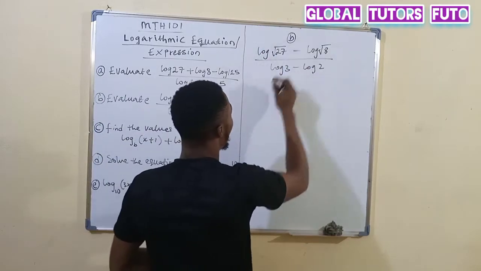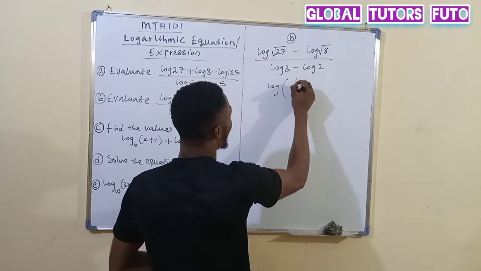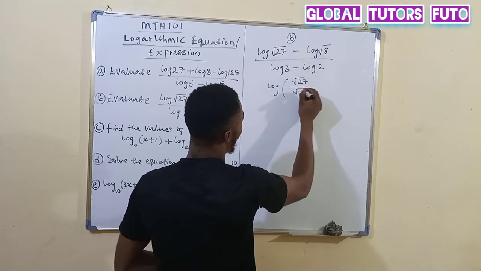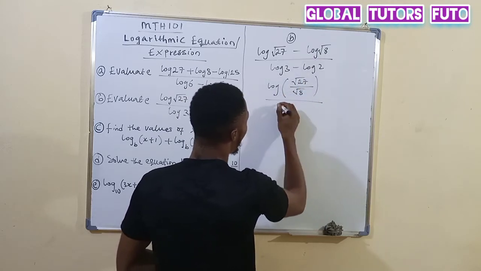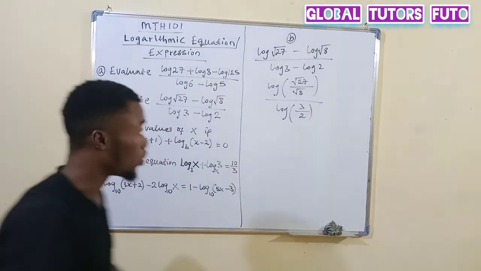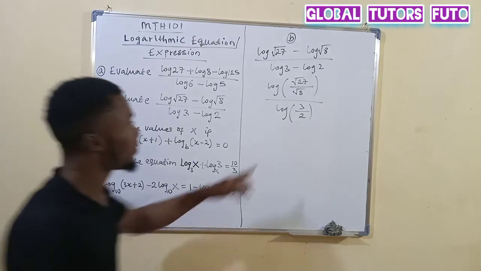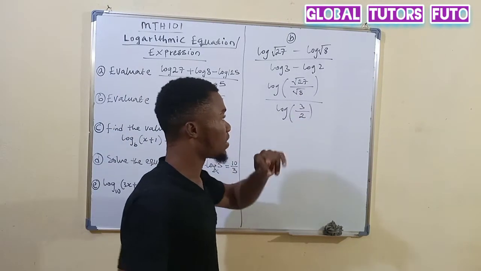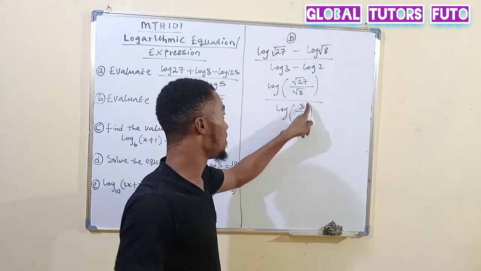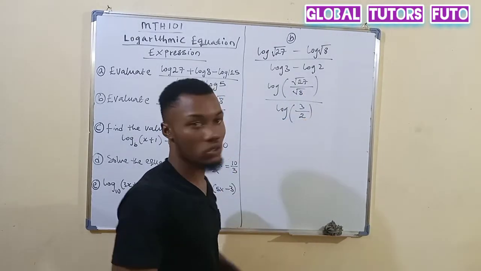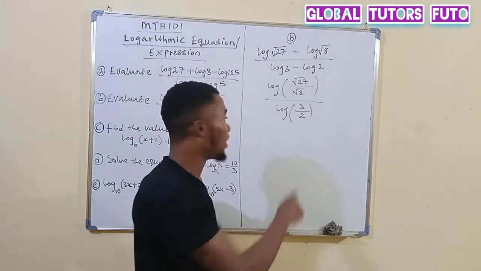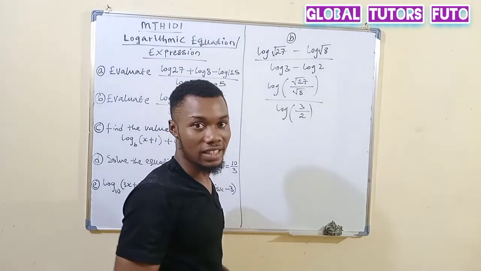So we pick one of the logs, so now we have log of square root of 27 divided by log of square root of 8 over log of 3 over 2. So this is what we have. At this point, we ask ourselves a question: is it possible to make 27 look like 3, and is it possible to make 8 look like 2? How many 3s are in 27 and how many 2s are in 8? That is the question.